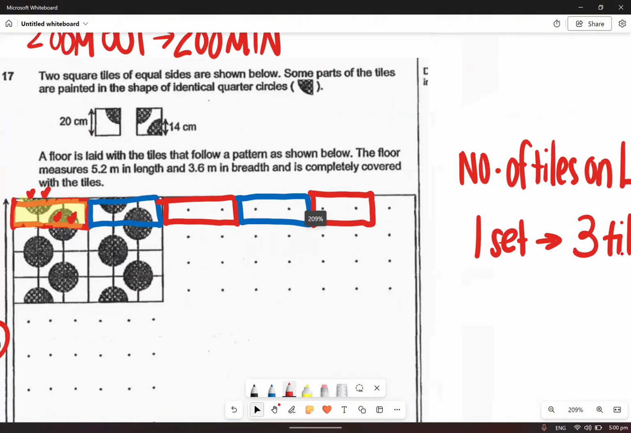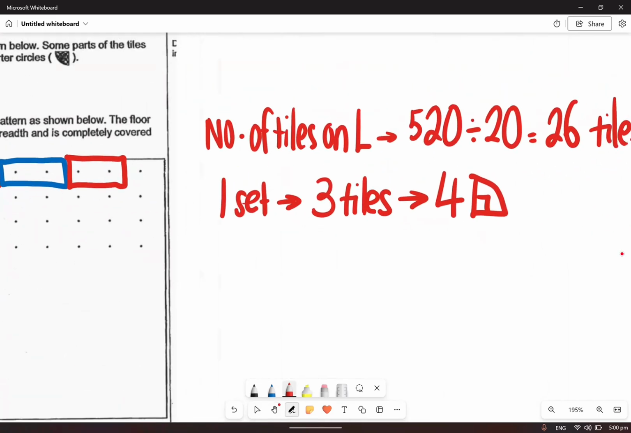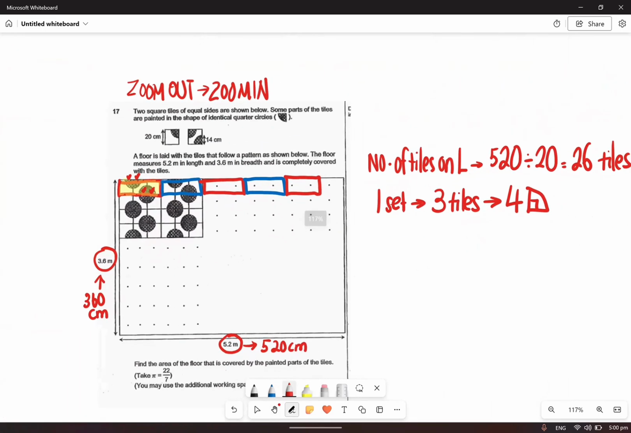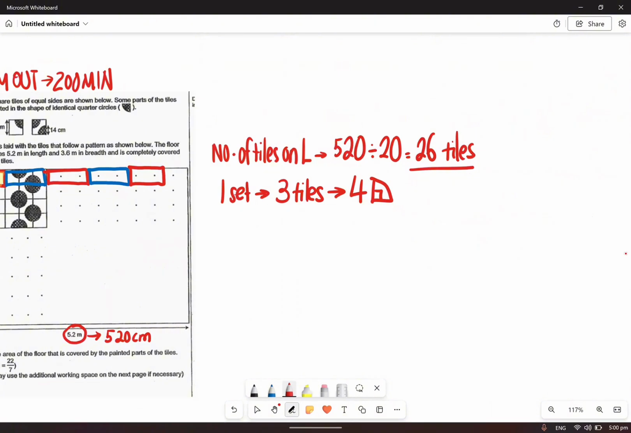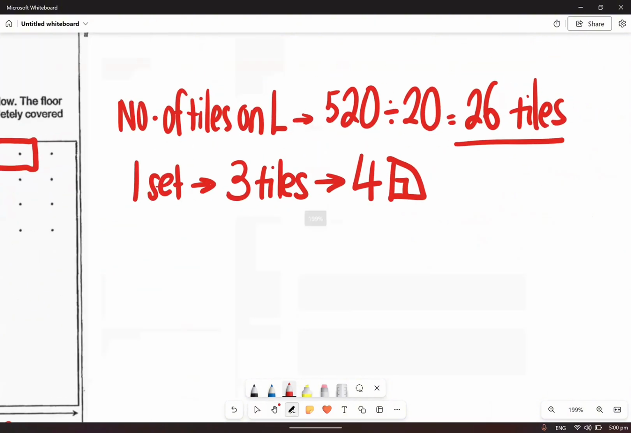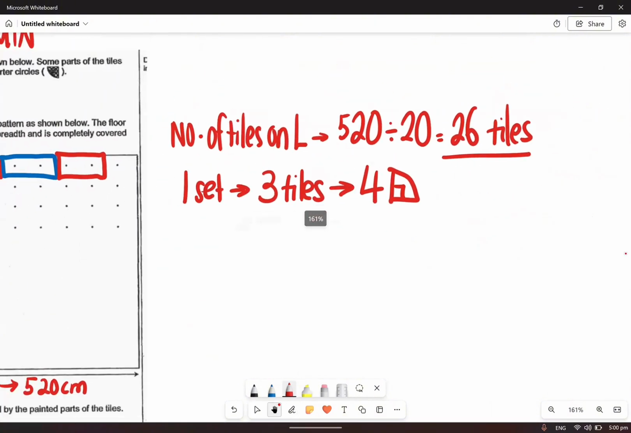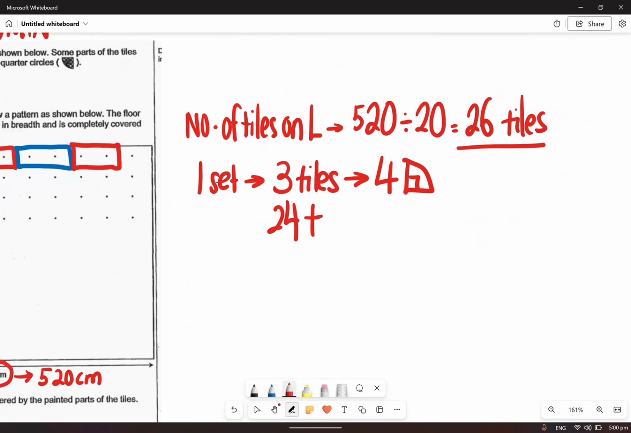This is a very important part that you need to understand. My question to you is, how many tiles are there? 26, right? 26 is not a multiple of 3, isn't it? So you get to 24 tiles first. Am I making sense? And from here itself, you get to 32 quadrants.